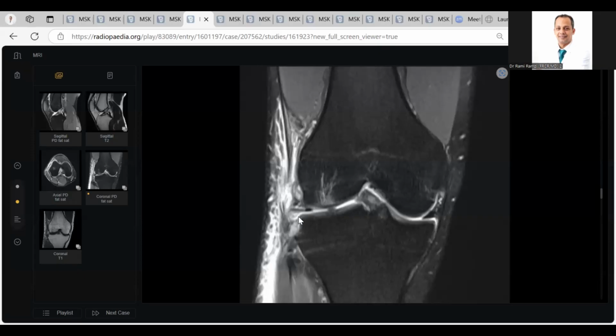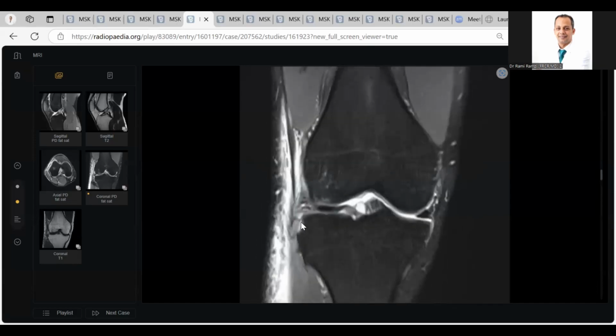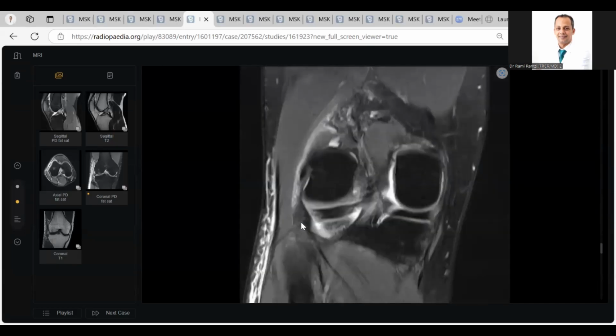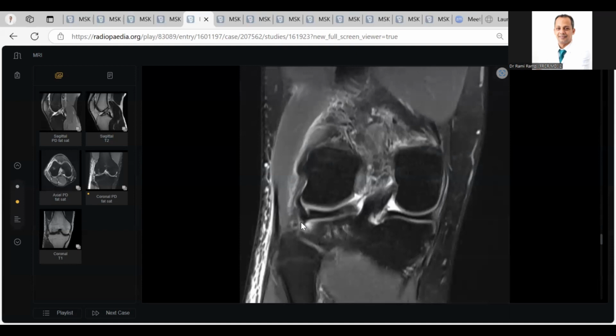It is not important to memorize all of this, but at least you should know that the Segond fracture is at the lateral aspect of the lateral tibial plateau, while the acute sign of injury of the posterolateral ligamentous complex is the injury here at the head of the fibula.